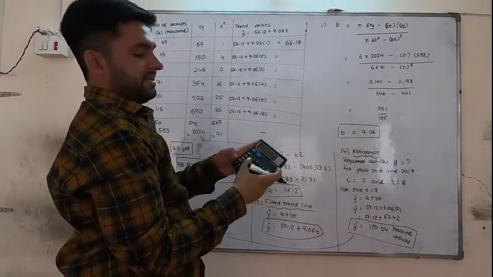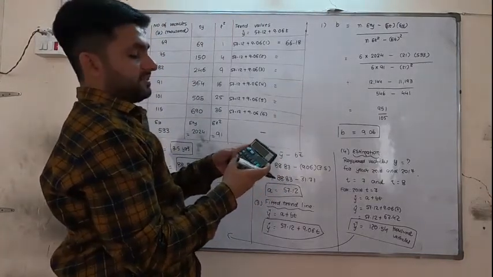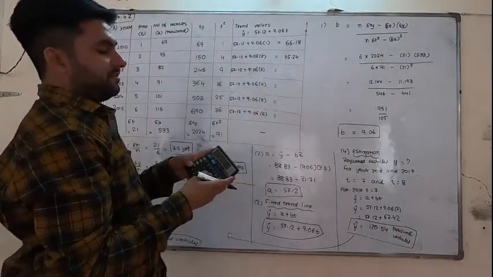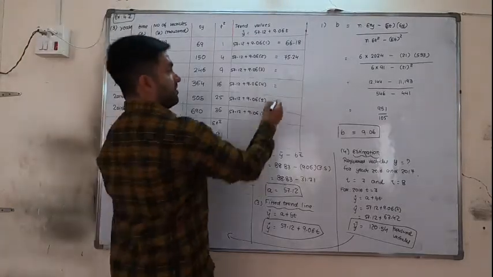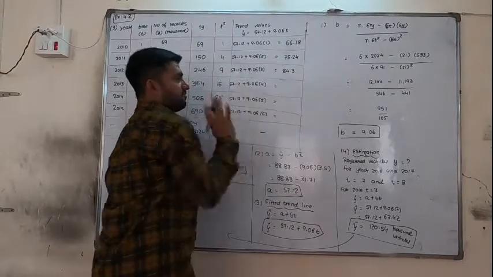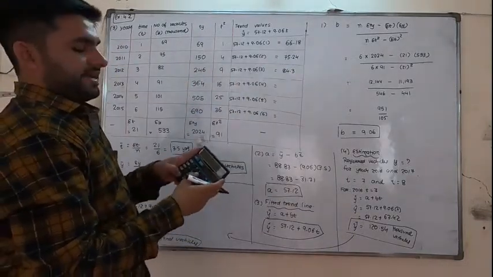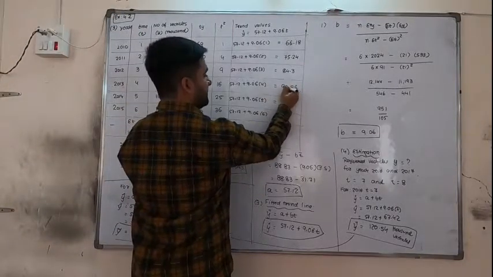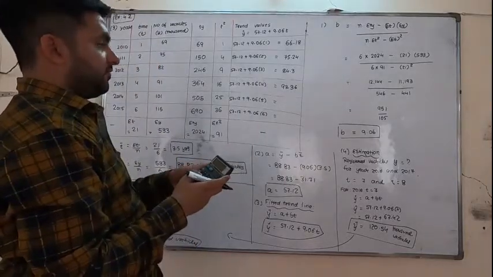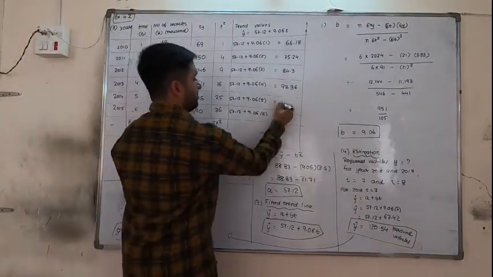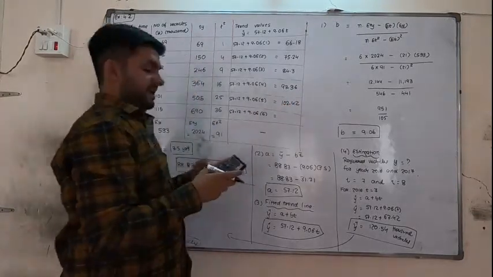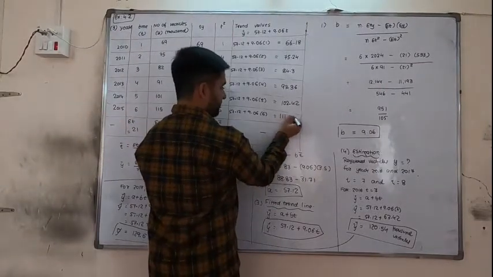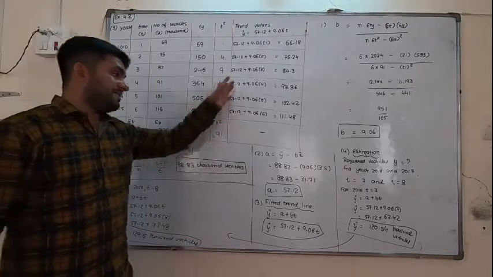Then 9.06 into 2 plus 57.12 is 75.24. 9.06 into 3 plus 57.12. First you multiply, then you add, because we have to do it in one step only. 84.3. 9.06 into 4 plus 57.12 is 93.36. 9.06 into 5 plus 57.12 is 102.42. 9.06 multiply 6 plus 57.12 is 111.48. So this was the original method by using the formula.